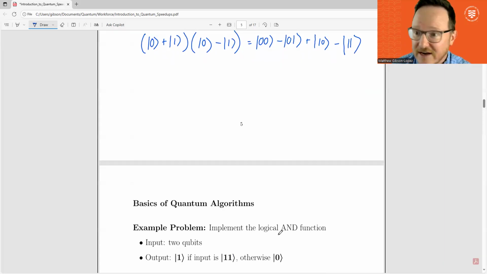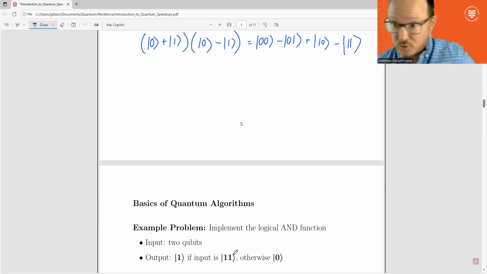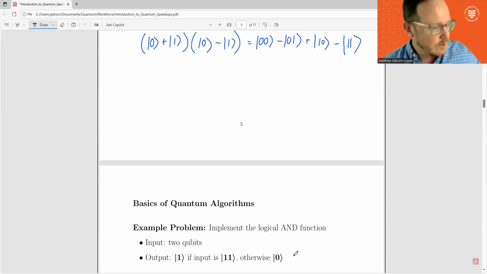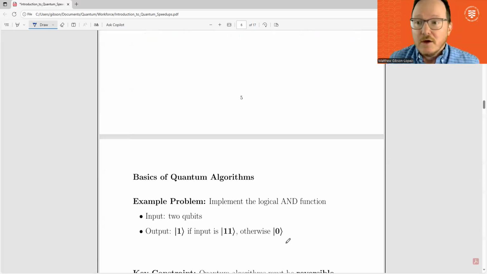So let's take a really simple example from classical computing. Suppose you want the logical AND function. So you're given two qubits, and suppose it's 0 or 1. In the classical world, it's 0 or 1, and you're going to output 1, or true, if both input bits are 1, 1, and otherwise you're going to output false. So you want both of the inputs to be 1 to get a 1. Otherwise, you get a 0. Okay. So we want to compute this on a classical computer.